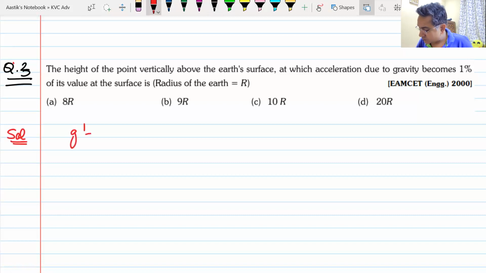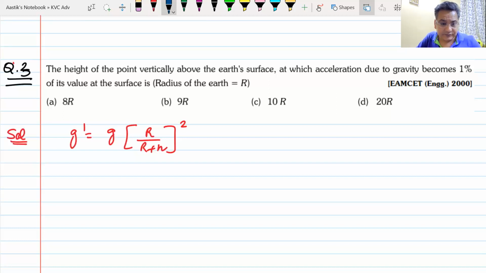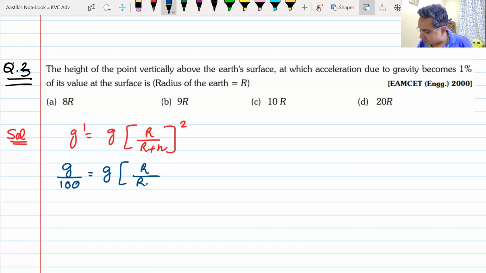G dash is G into R upon R plus H, the whole square. What is the value of G dash? It should be 1%. Yes, sir. It should be 1%. So it becomes G by 100 is equal to G into R upon R plus H.